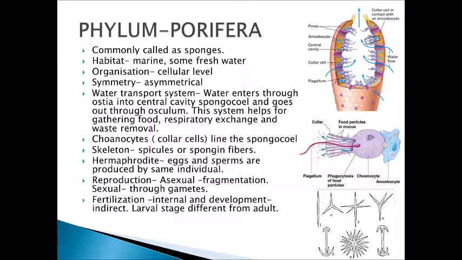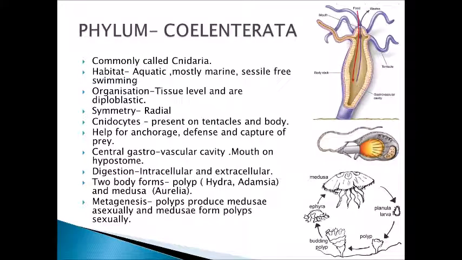The next phylum is Phylum Coelenterata. This group of animals is commonly called Cnidaria. They are found in aquatic habitat, mostly marine. These are sessile or free swimming organisms. Sessile means without any attachment, and free swimming organisms. Organization is tissue level organization in these organisms, and they are diploblastic.